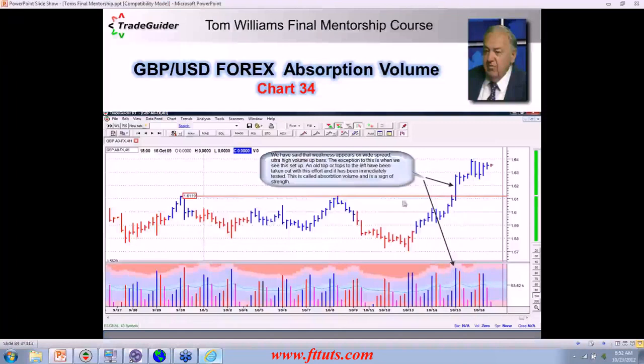I've got an example here of the British pound 4-hour chart where you've got a clear resistance line. Suddenly the market surges up on very high volume, but 3 bars later, look, in fact here you've got 2 tests and the market responds and it keeps going. So what's going on when we talk about absorption volume? It's all very logical if you realize that you're looking at the action of professional traders.